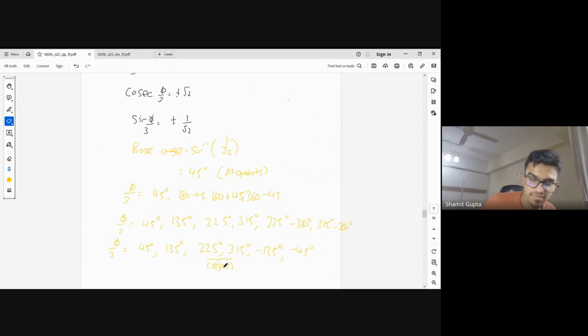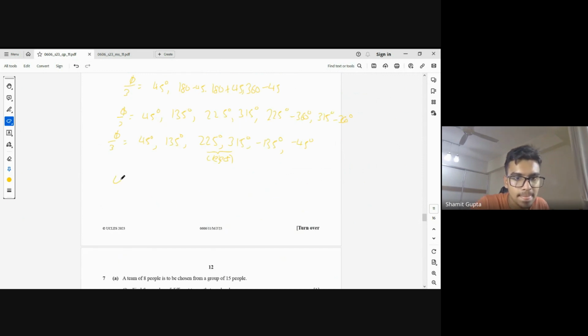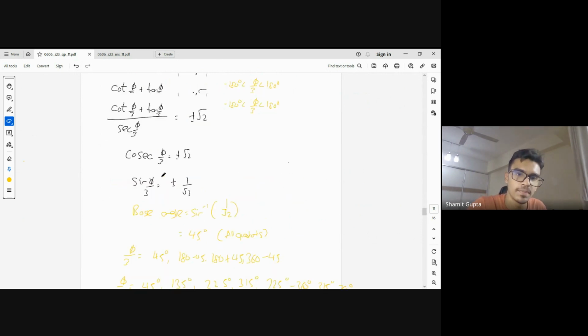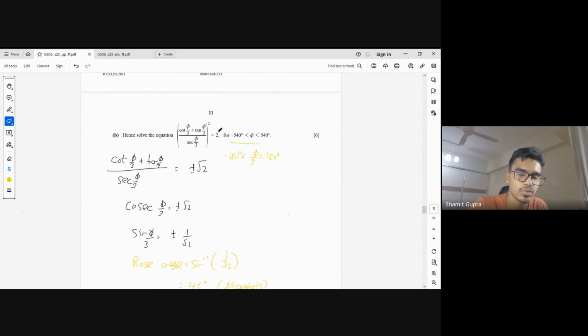So for phi alone, you can multiply this by 3. It'll be 135 degrees, 135 times 3, 405 degrees, negative 135 degrees, negative 405 degrees. What you can do is take any value of this, put it in this, and you will get 2. It'll be a little bit hard to put it in this. You can write cot as 1 over tan.